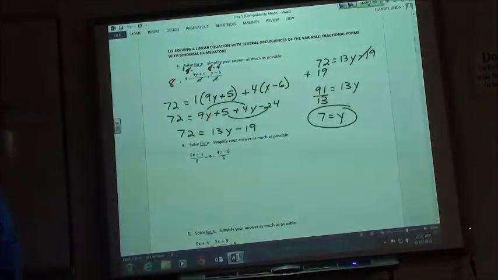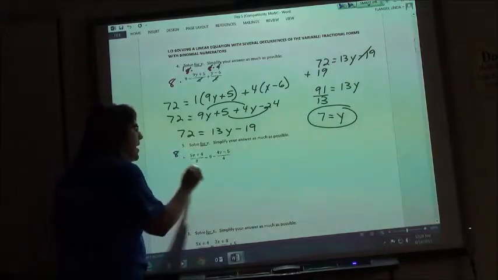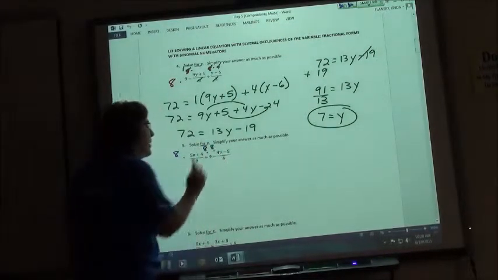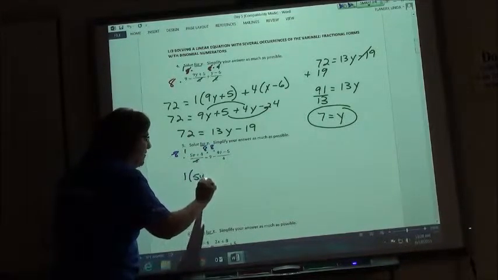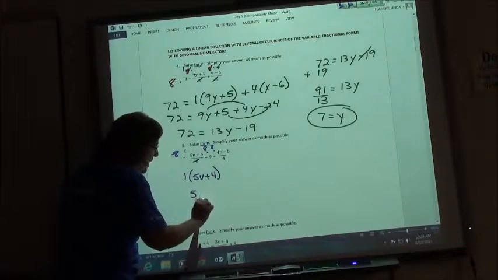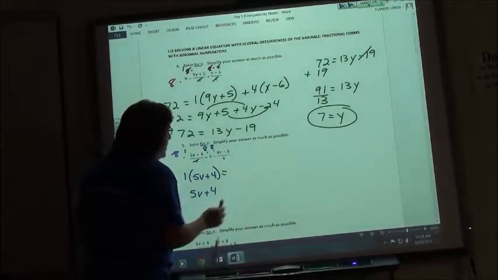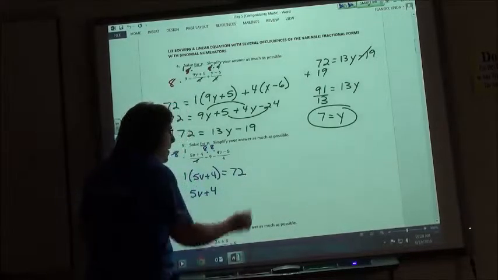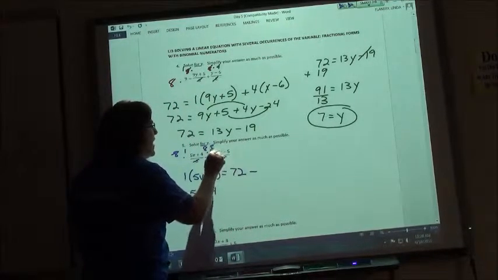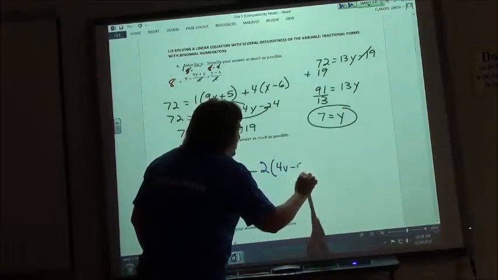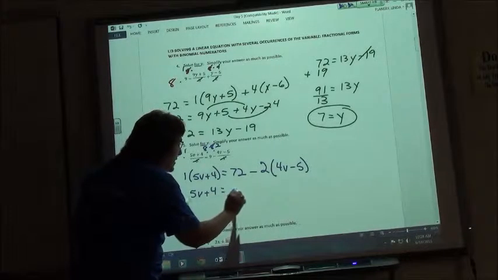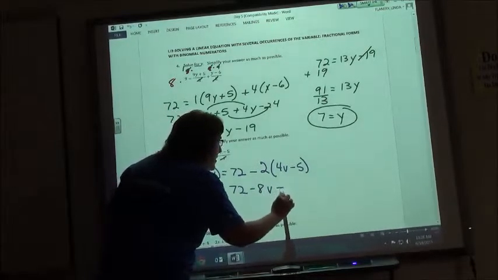So if I look at number 5, again, I have a denominator of 8 and a denominator of 4, so my least common multiple is 8. So I'm going to multiply by 8, multiply by 8, multiply by 8. 8 goes into 8 one time, so 1 times my 5v plus 4, which is just going to be 5v plus 4, equals 9 times 8 is 72, minus 4 goes into 8 two times. So I'm going to take minus 2 times the 4v minus 5. So I am going to get 72 minus 8v plus 10.